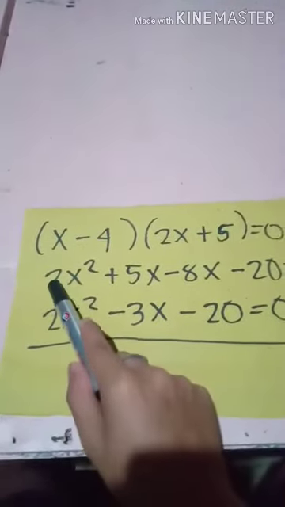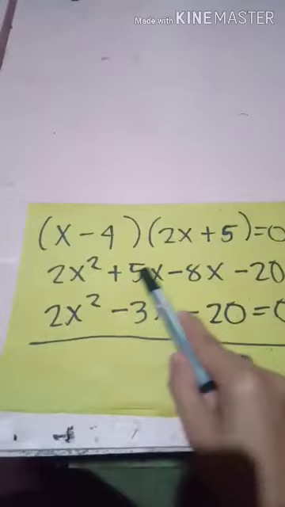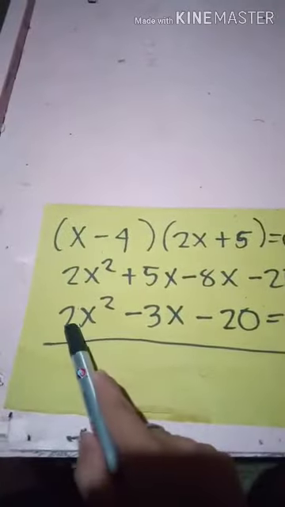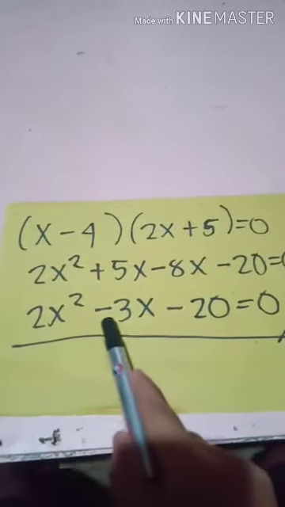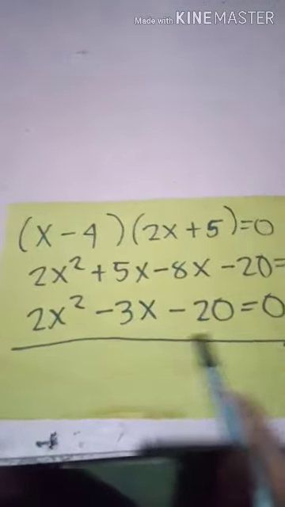So the answer has like variables, which are 5x minus 8x. So 2x squared minus 3x minus 20 equals 0. That is the answer.